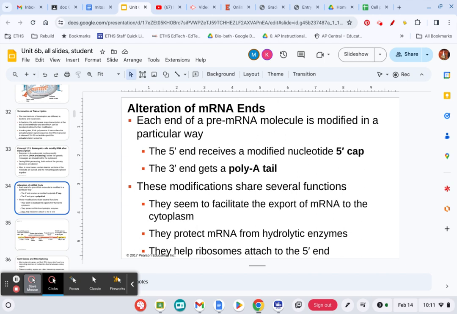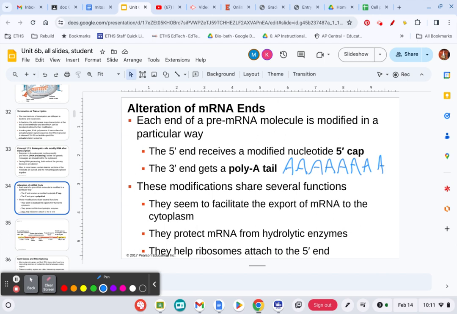So that is our sequence of repeating adenines. So you literally just get like, I don't know, 10 to 30, something like that, adenines that are added on to the 3' end.